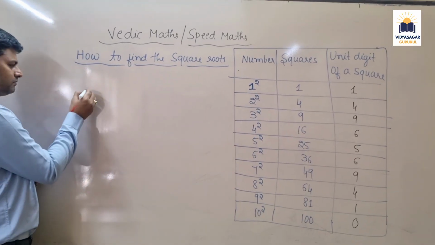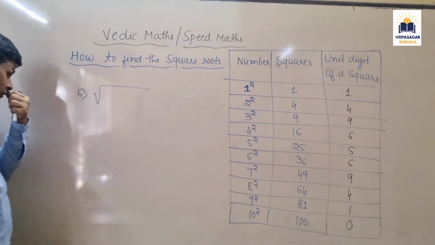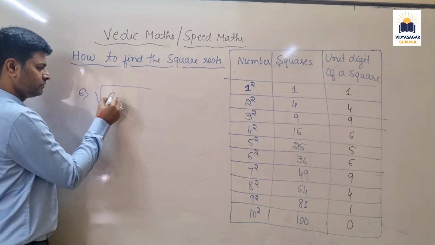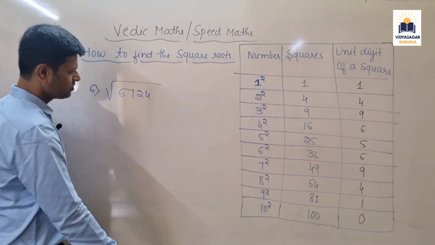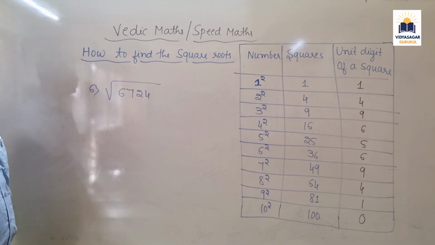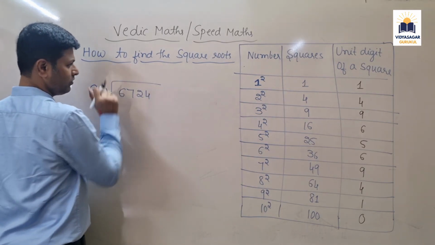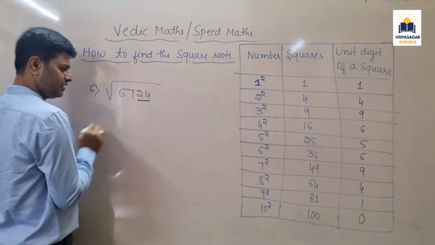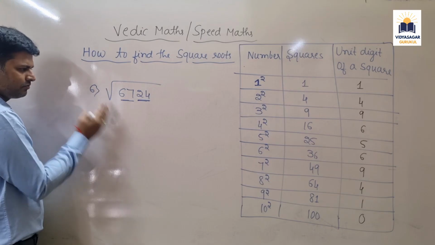Next, one more example. Square root of 6724. So square root means power is 2. So last 2 digits you have to consider, and the left root is whatever it is. If it is a 2 digit or 3 digit or 4 digit, that is not a problem.